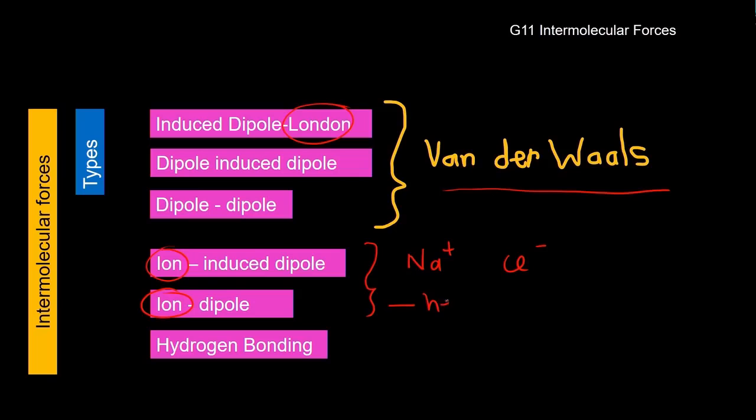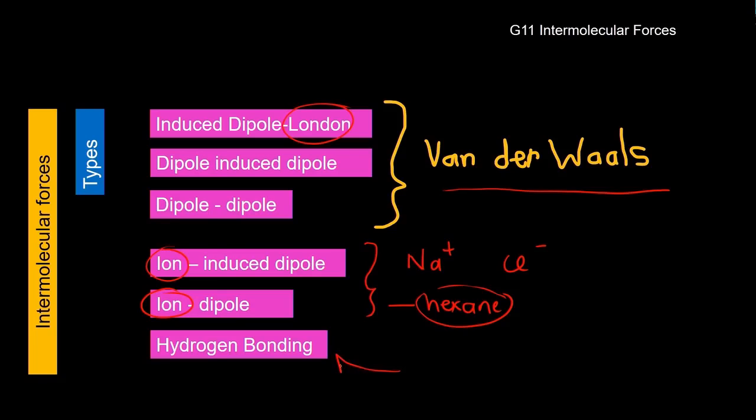And the example we had for this was hexane. Another one is sugar, right, or oil. So these are these big organic molecules that really have no polarity. They're non-polar, and as an ion comes past, they will induce a dipole in those non-polar molecules.